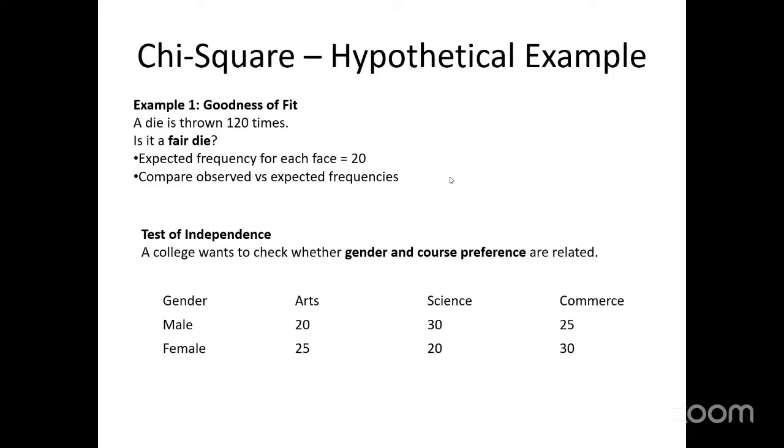Like there is an example. A die is thrown 120 times. Is it a fair die? The expected frequency for each face is 20. Compare the observed and the expected frequency. Like we have thrown the die 120 times. Then we have some observed frequency, and the expected frequency is mentioned here. If the difference is significant, then we will be saying whether this assumption is a good fit or not. Okay, this is the goodness of fit test.